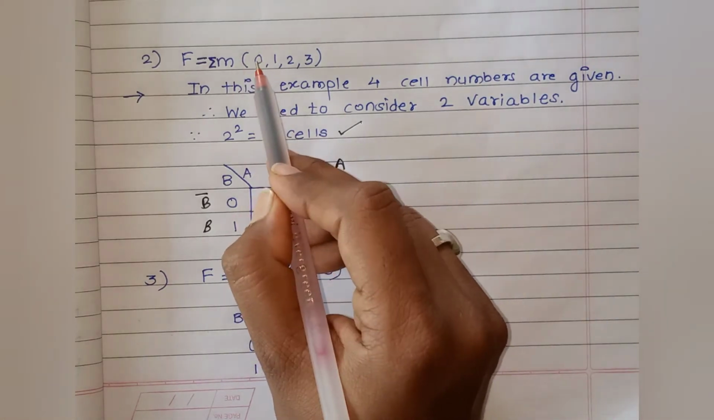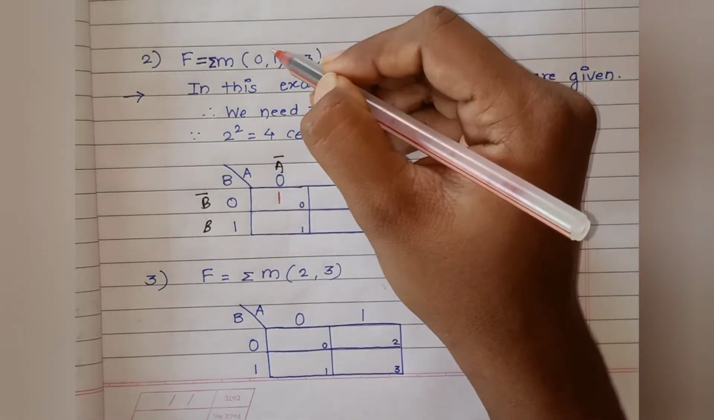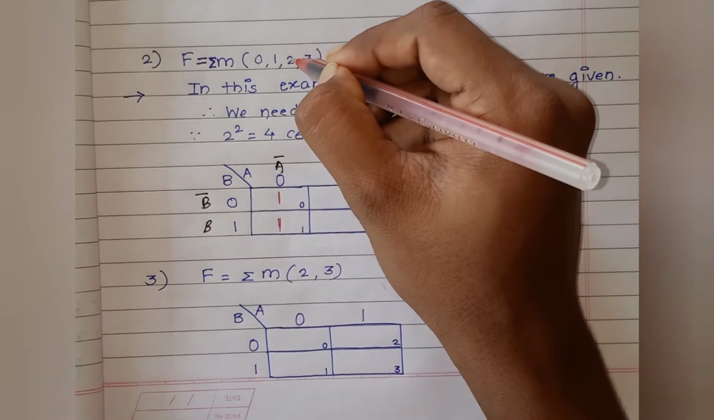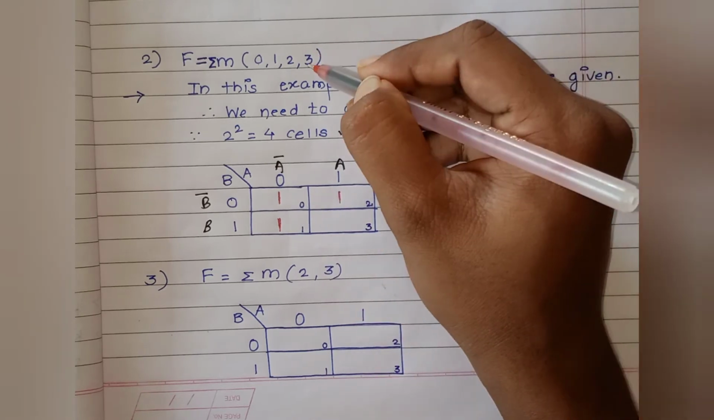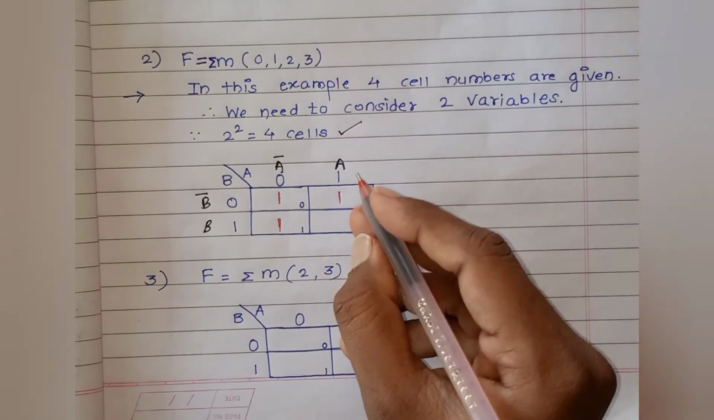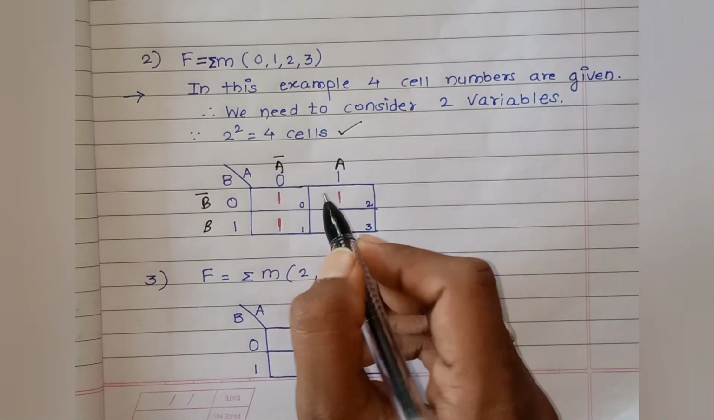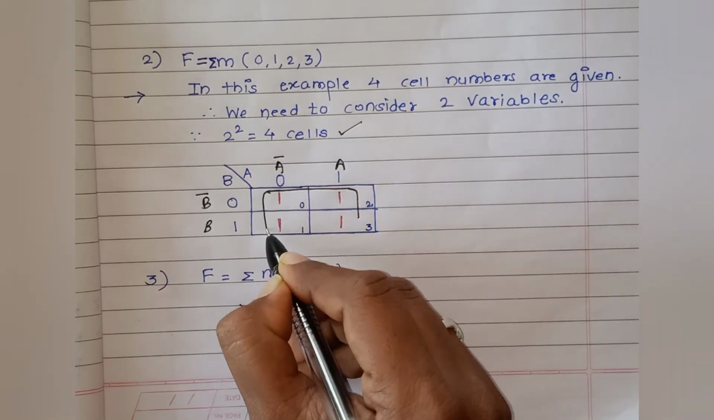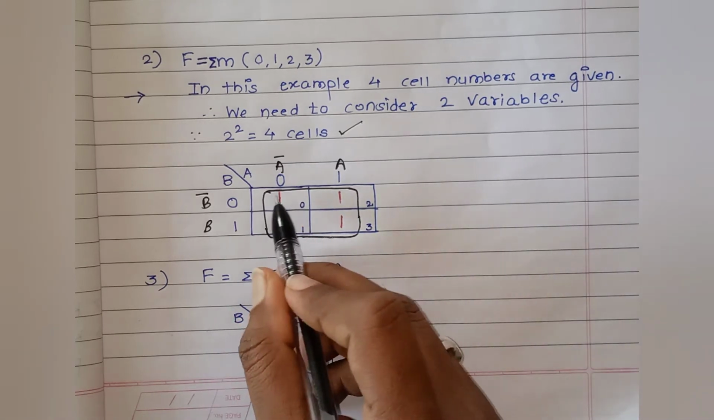After that, see, 0 is there, means at cell number 0 we need to put 1. Then 1 is also there, so at cell number 1 we need to put 1. Then 2 is present, so at cell number 2 we will put 1. Then 3 is also there, so at cell number 3 we will put 1. Now we need to form the pair. So here we are having the 4 ones, so we can form the quad like this or pairs like this, right? That grouping should be the greater one, right? So we are having this expression.